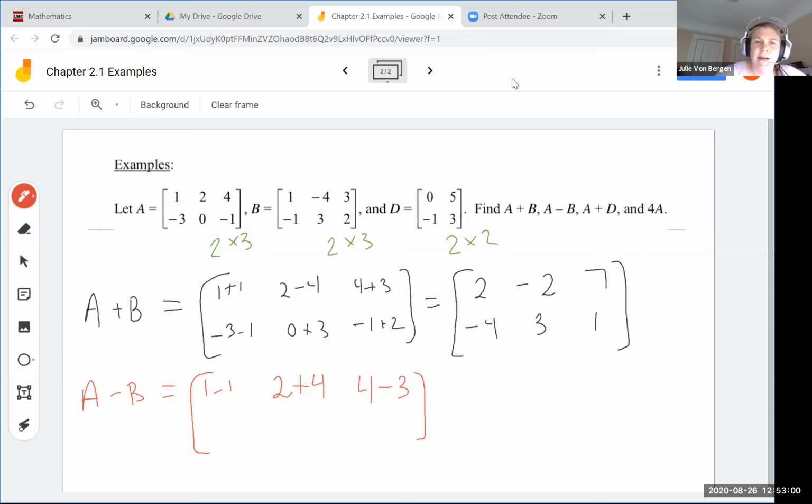Then in the second row, first entry, we're going to have negative 3 minus negative 1, so it'll be negative 3 plus 1. And then we're going to have 0 minus 3 and negative 1 minus 2. So these values work out to be 0, 6, 1 in the top row. And then in the bottom row, we should get negative 2, negative 3, and another negative 3.